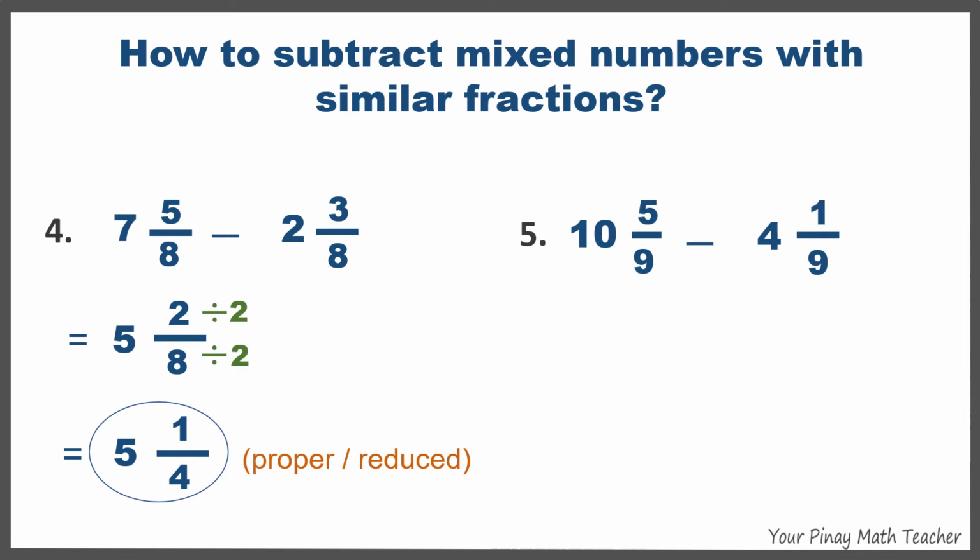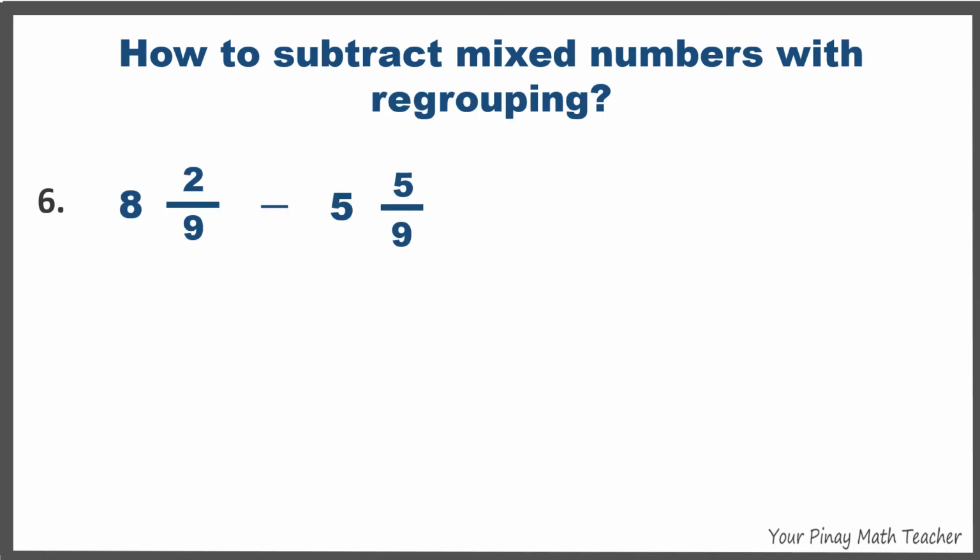Number 5, 10 and 5/9 minus 4 and 1/9 is equal to 6 and 4/9. Since 4/9 cannot be reduced anymore, then this is our final answer. Number 6, 8 and 2/9 minus 5 and 5/9.